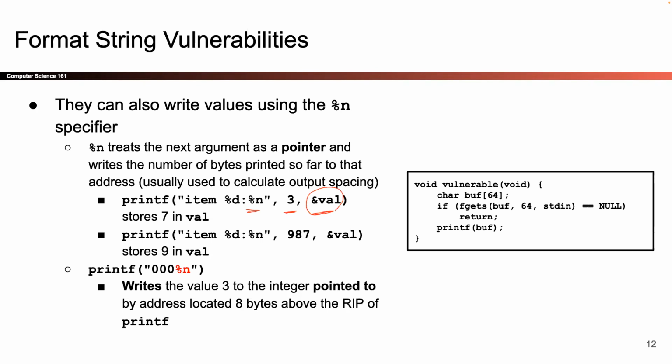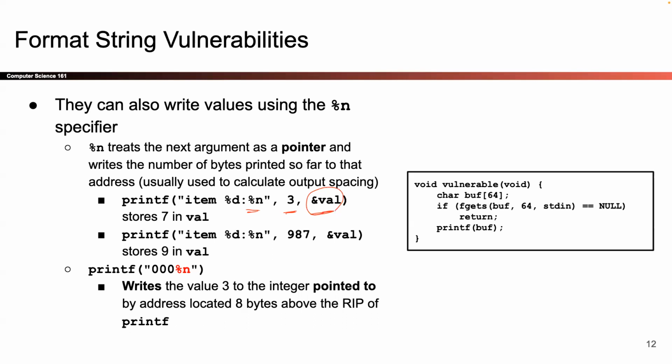So it goes through that address, doesn't print anything out. It goes to that address and writes the number of bytes I've printed so far. How many bytes have I printed so far? Let's count. I, T, E, M, space, 3, colon. 7 things in total. So I write the number 7 in the variable val. Mysterious. Let's do another one.